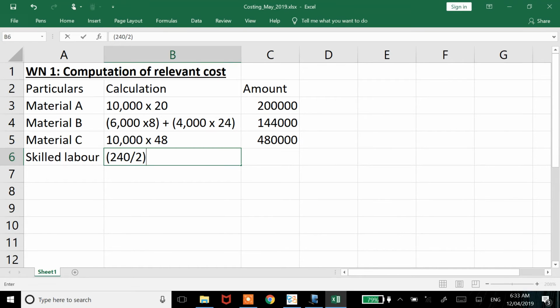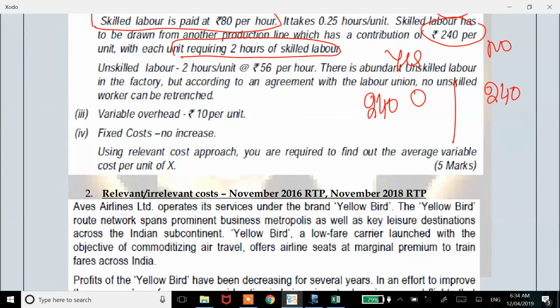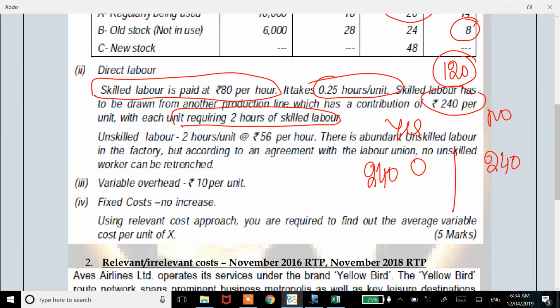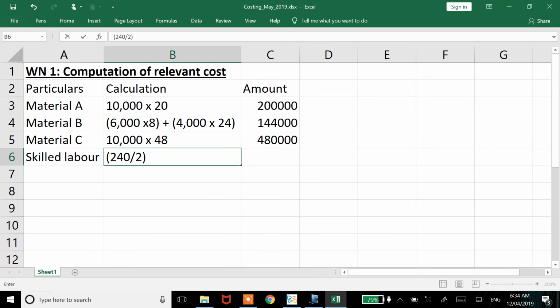240 divided by 2. 120 rupees per hour is the value of 1 hour of skilled labor. Now this product requires how many labor hours? 0.25. So the value is 160. 320 is the relevant cost because I'm adding back that 80. 240 plus 80, 320 divided by 2 hours, I get 160 per hour, into 0.25, into 10,000 units.